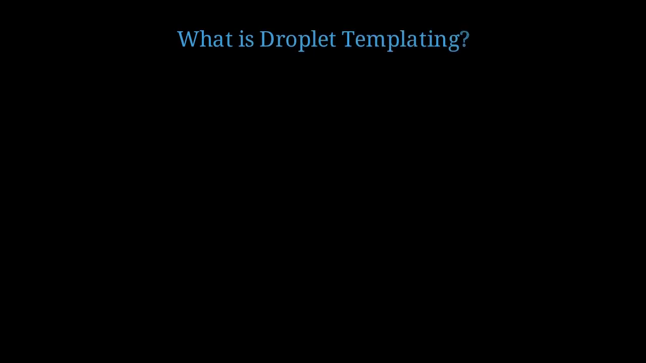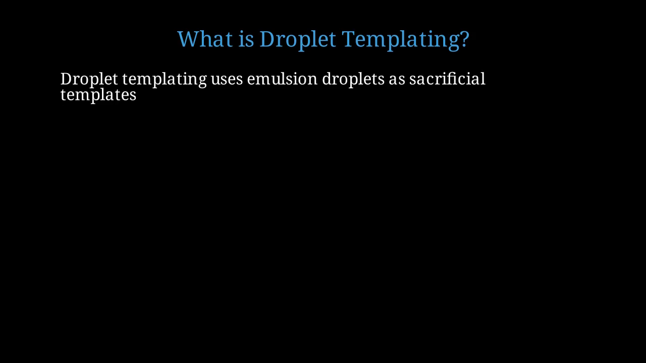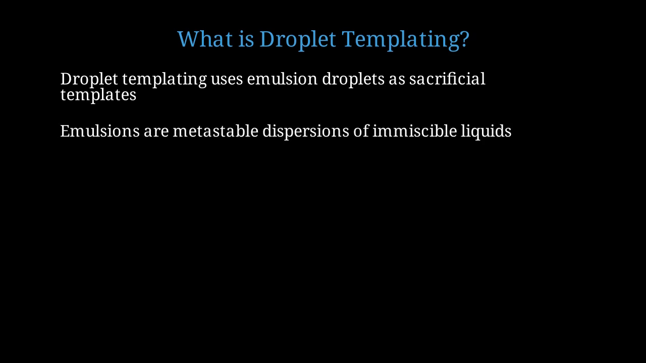Before we dive deep, let's establish our foundation. What exactly is droplet templating? Droplet templating is a bottom-up fabrication technique where emulsion droplets act as sacrificial templates. These droplets define void spaces or structural motifs in the final material. Recall that emulsions are thermodynamically metastable dispersions of one immiscible liquid within another, stabilized by surfactants or particles.